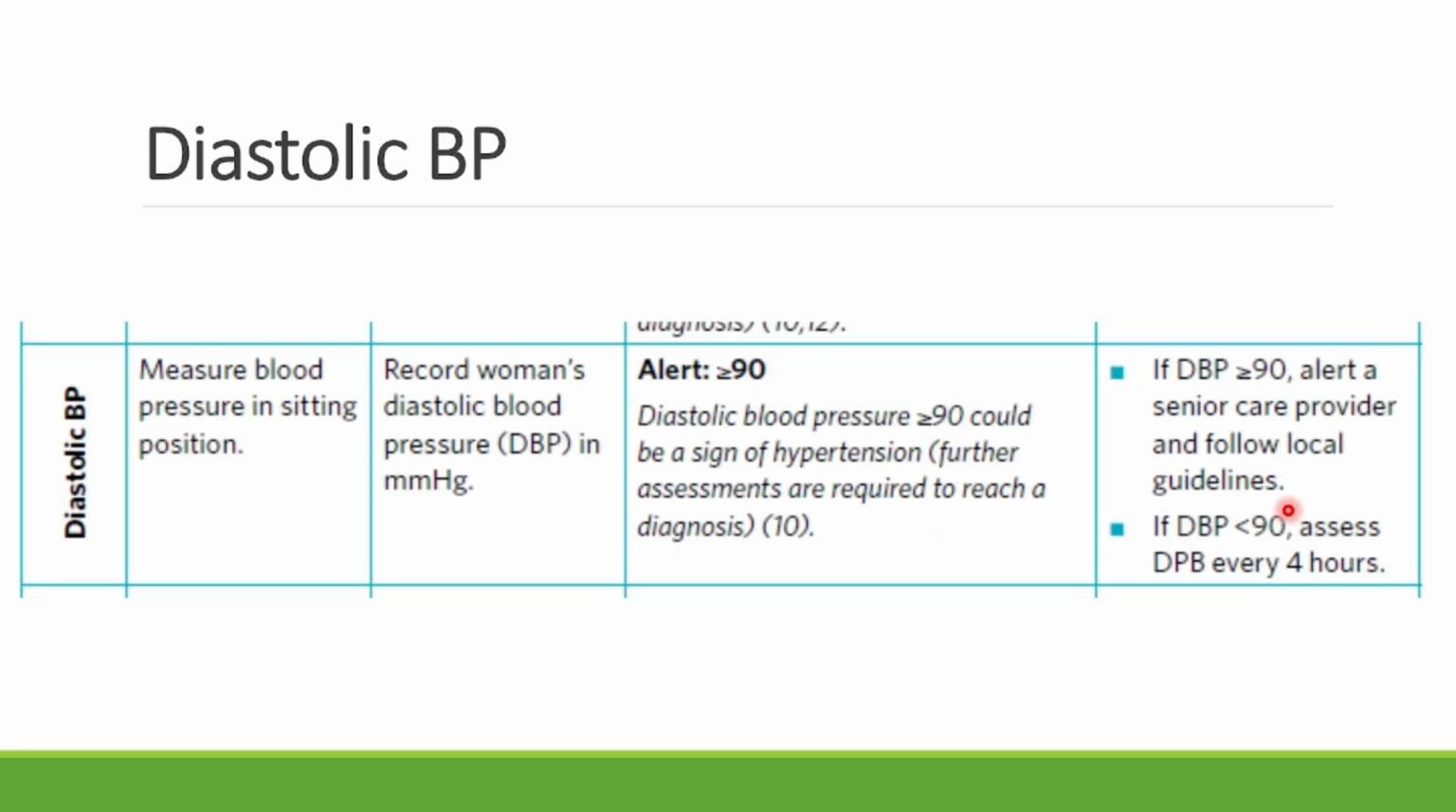What about the diastolic blood pressure? It should be equal or more than 90. However, this is the alert, equal or more than 90, the alert. The normal should be less than 90, and we check every 4 hours.